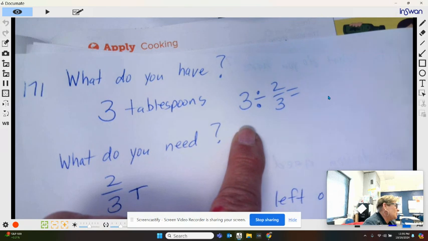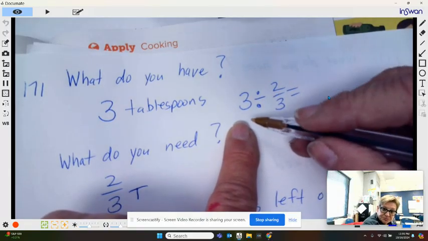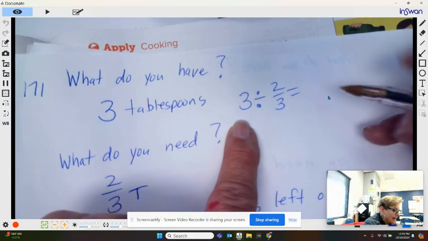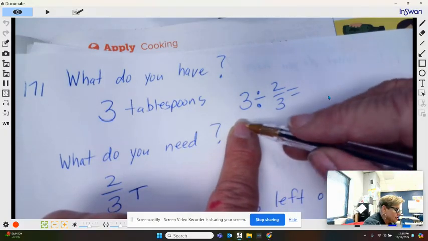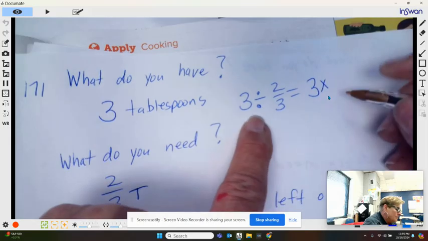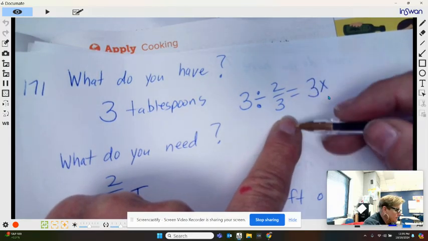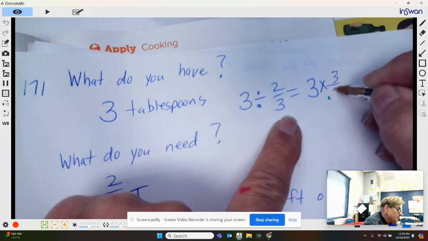Remember, the reciprocal is the number that you can multiply any number by to get 1. So basically, you're just flipping it. So if we follow the protocols for multiplying by the reciprocal, it's basically the same thing as your keep, change, flip. Our 3 stays the same. We're going to multiply this time, and the reciprocal, you flip it, is 3/2.